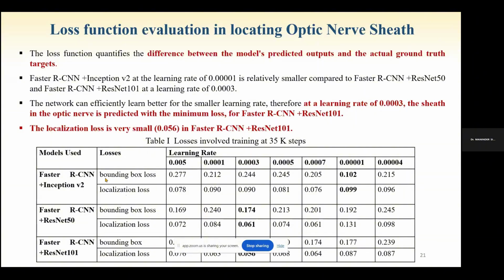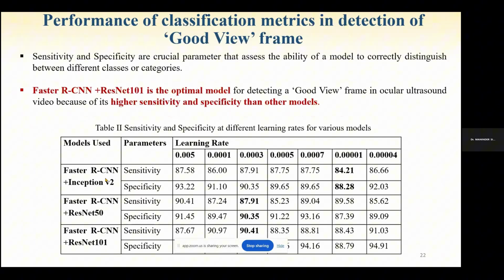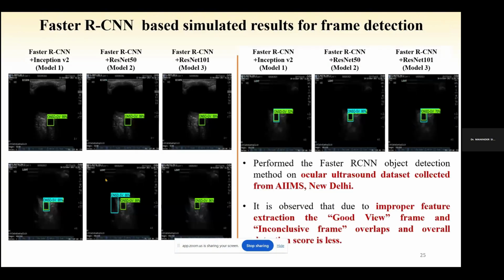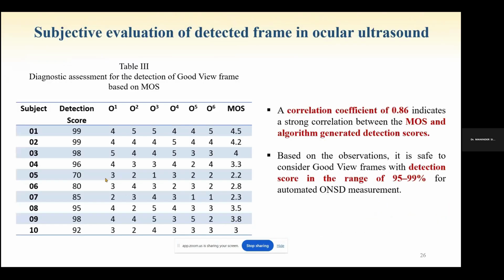Two types of losses were there. So we calculated these for the Inception V2 model and ResNet-50, and then we also obtained crucial parameters like sensitivity and specificity. So this was the grading criteria, and these are some results we got for different patients basically.